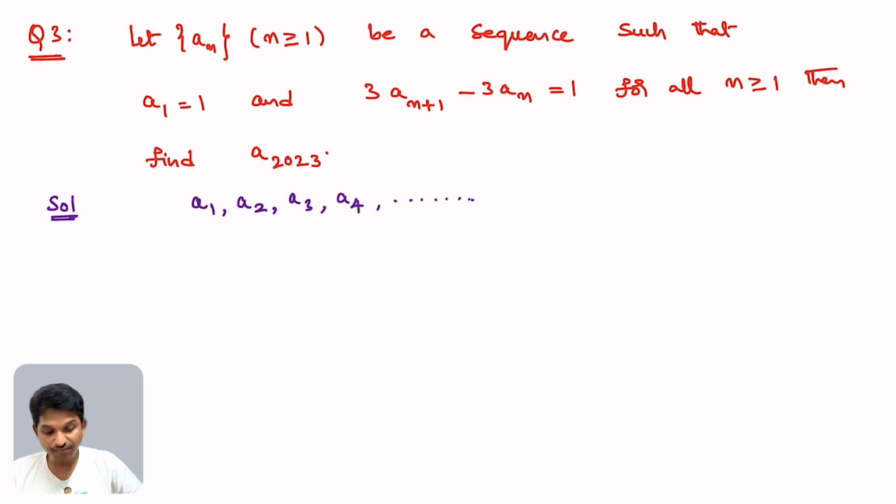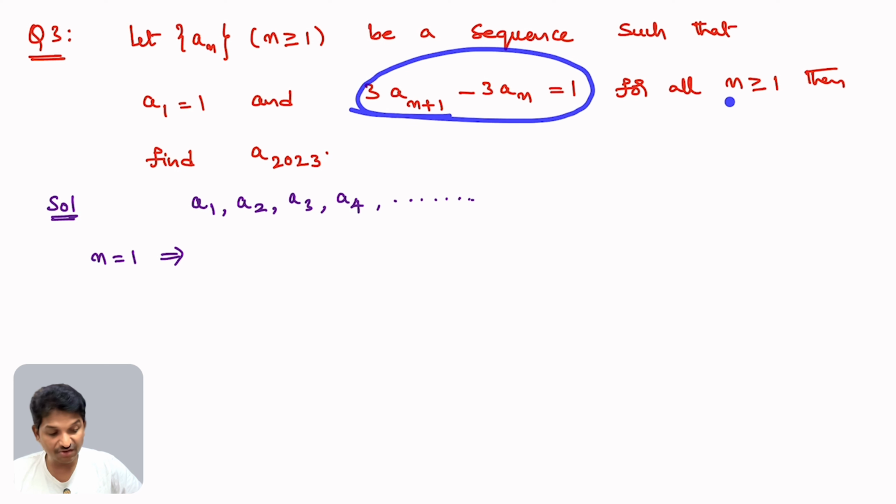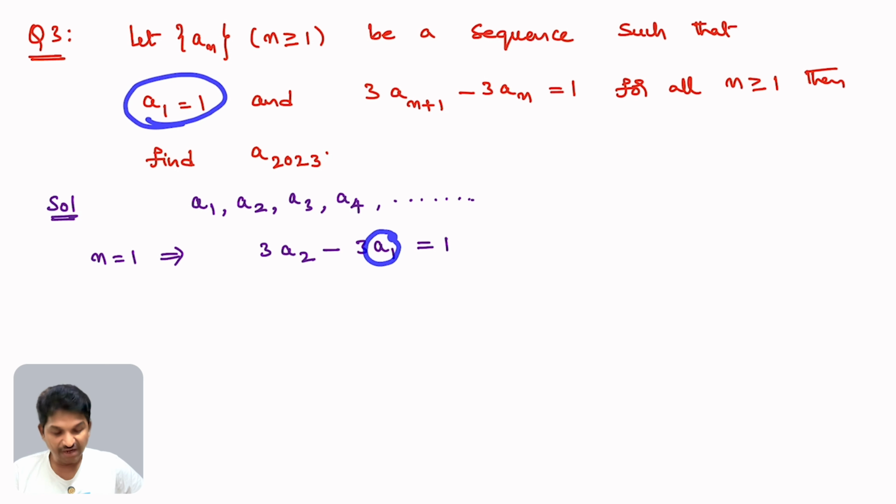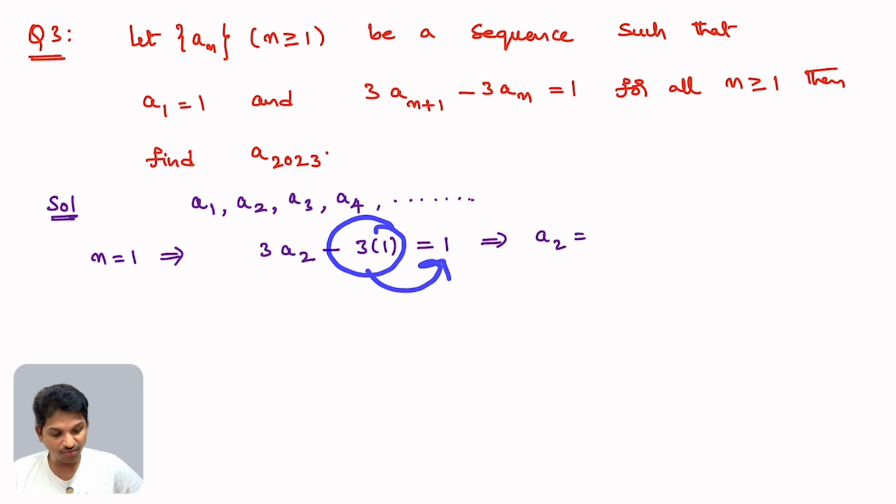Okay, I'll just check for some random values. I'll put n equal to 1 in this, because they are saying this is true for n greater than or equal to 1. So in place of n, you put 1. What you will get? 3a2 minus 3a1 equals 1. In the question, they have already given a1. What is a1? a1 is 1. So in place of a1, you write 1 directly. From this, what is a2? Take minus 3 to this side: 1 plus 3, 4 by 3. So a2 is 4 divided by 3.